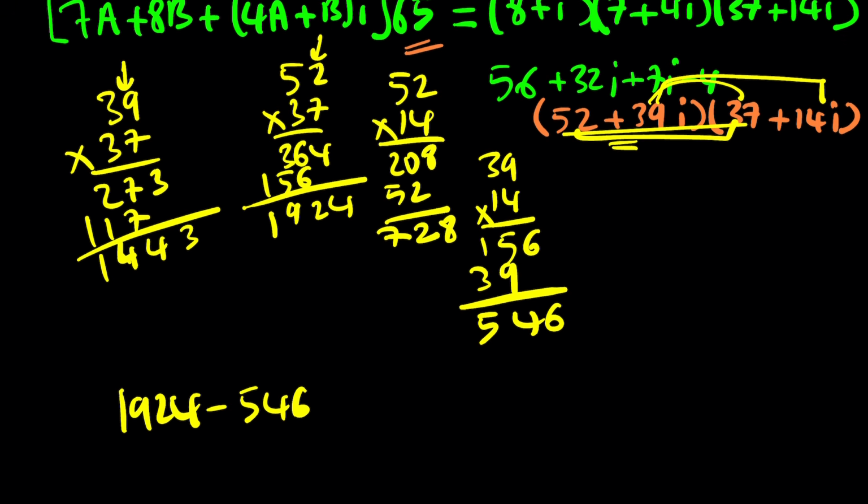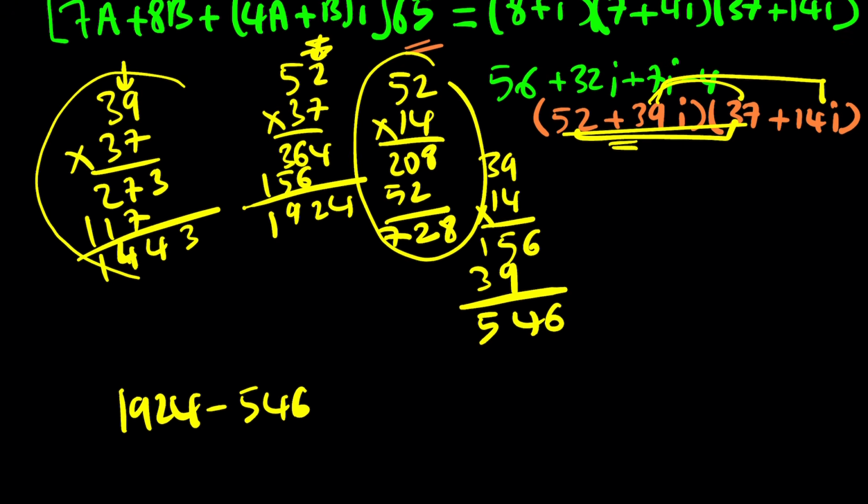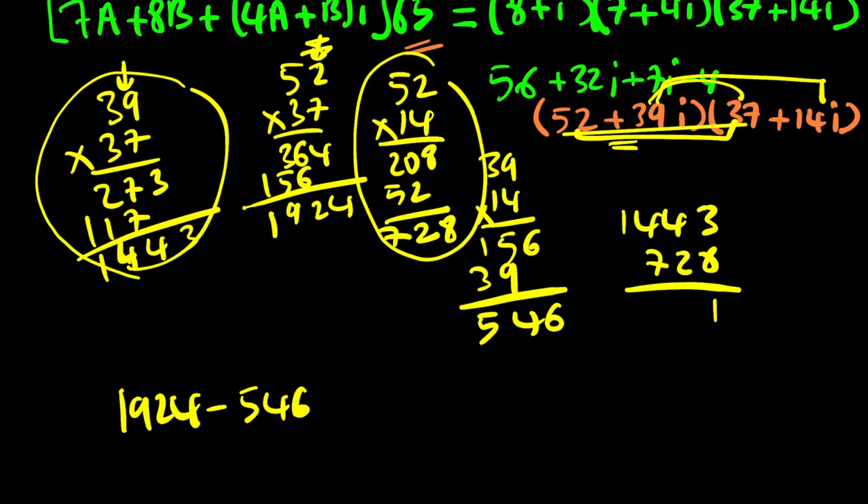Okay. Right? No, wait a minute. I messed up. No, I do need the i's. Never mind. I do need 52 times 14. No, not this one. I need this one and this one. Right? Yep. And they'll be added because they both have i in them. So if you add 1443 and 728, you get 2171. Great. That gives me 2171i.